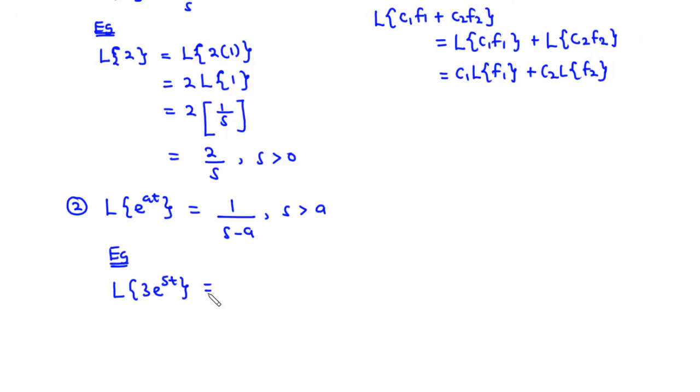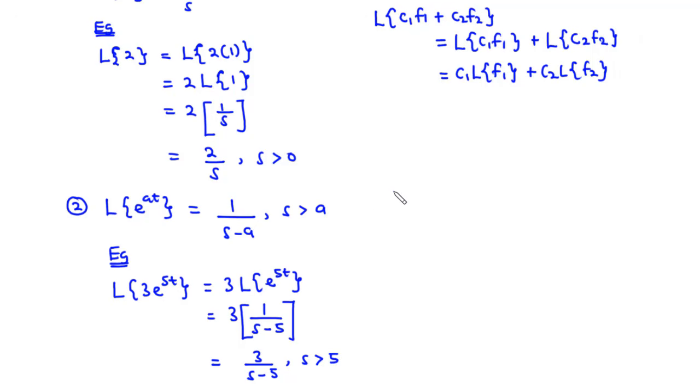So using the property of linearity of the Laplace transform, we can pull out 3, which is a constant, and then we have the Laplace transform of the function e to the power 5t. So comparing these two in the Laplace bracket, you realize that we have a equal to 5. So using this transform, we have 1 over s minus 5, and then finally we have 3 over s minus 5, where s is greater than 5.